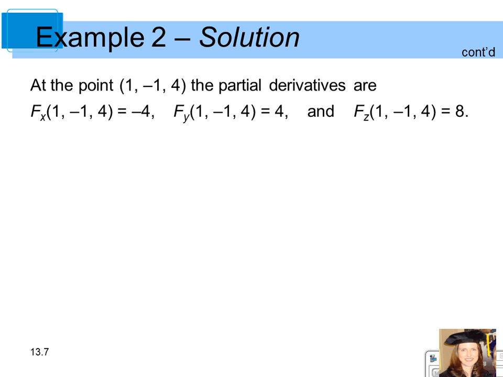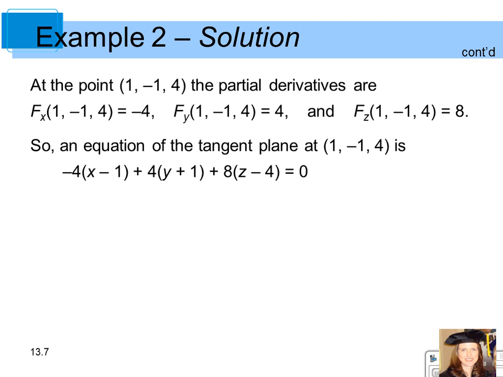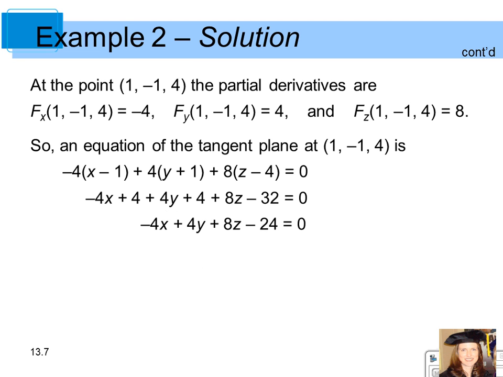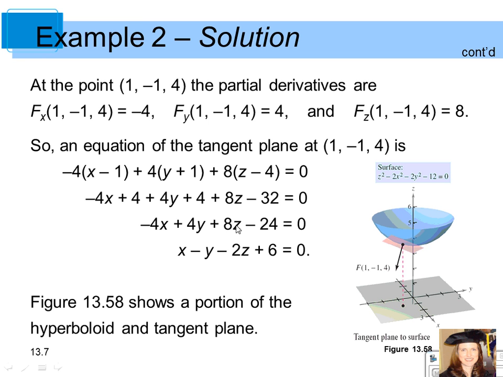So if we evaluate those partial derivatives at the point (1, -1, 4), plugging in 1 for x, negative 1 for y, and 4 for z, we find that the components of the gradient vector at that point are -4, 4, and 8. So we're going to use those as our coefficients and use the given point (1, -1, 4) in the equation. And then you can simplify that by distributing, and then you can combine those constants. And then notice here that these all have a common factor of 4. You can divide everything by negative 4 so that you get the equation of a plane. This plane is tangent to the surface at the given point. So we have a portion of the hyperboloid and the plane that is tangent to the hyperboloid at the given point.